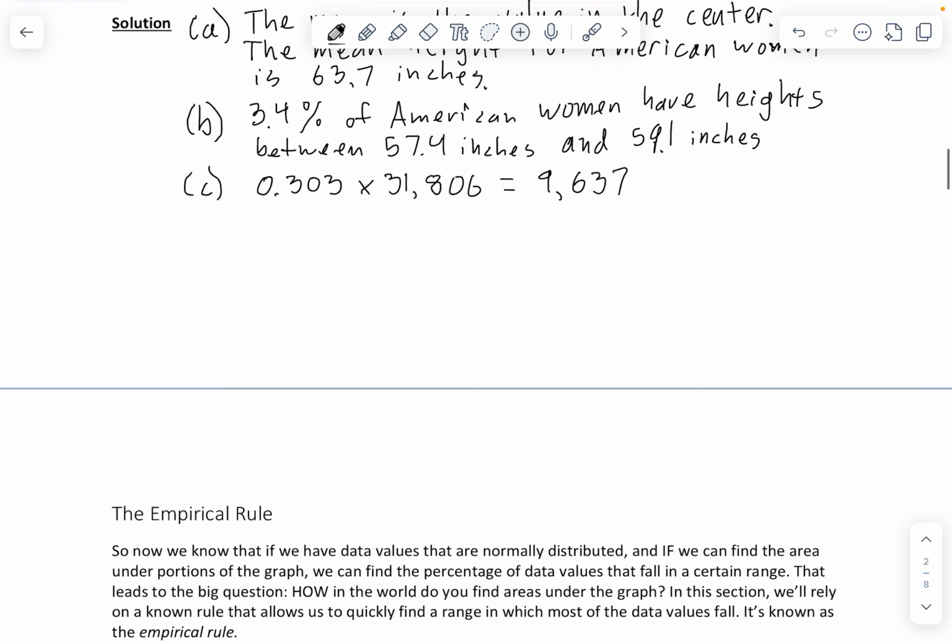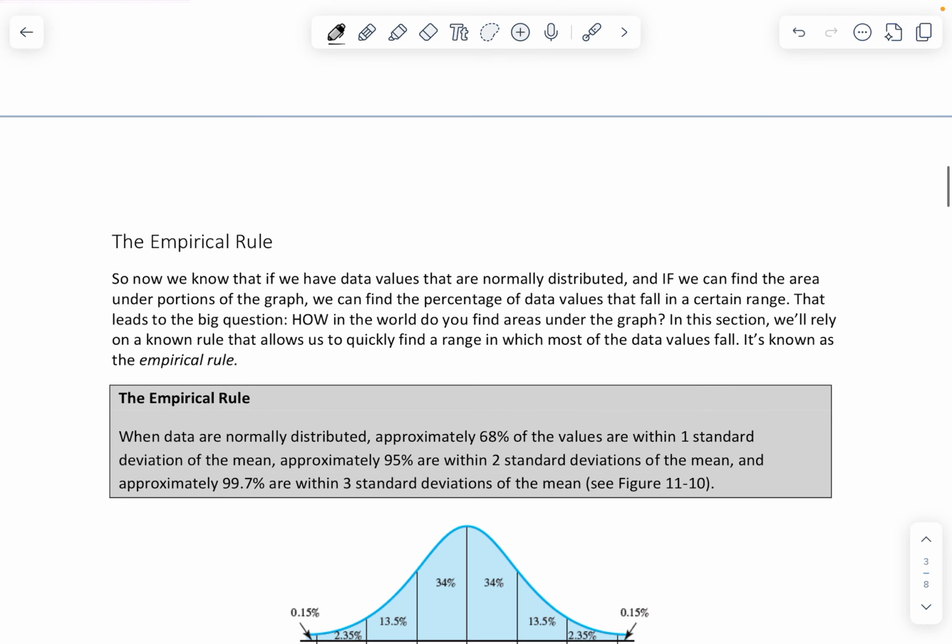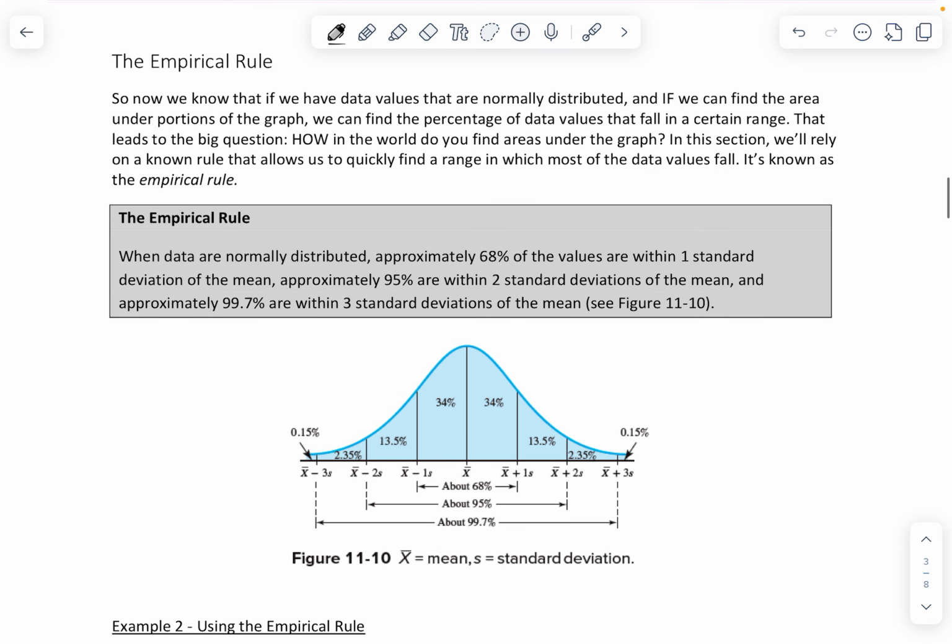Okay, moving on. So now we know that if we have data values that are normally distributed, and if we can find the area under portions of the graph, we can find the percentage of data values that fall in a certain range. That leads to the big question: how in the world do you find areas under the graph?